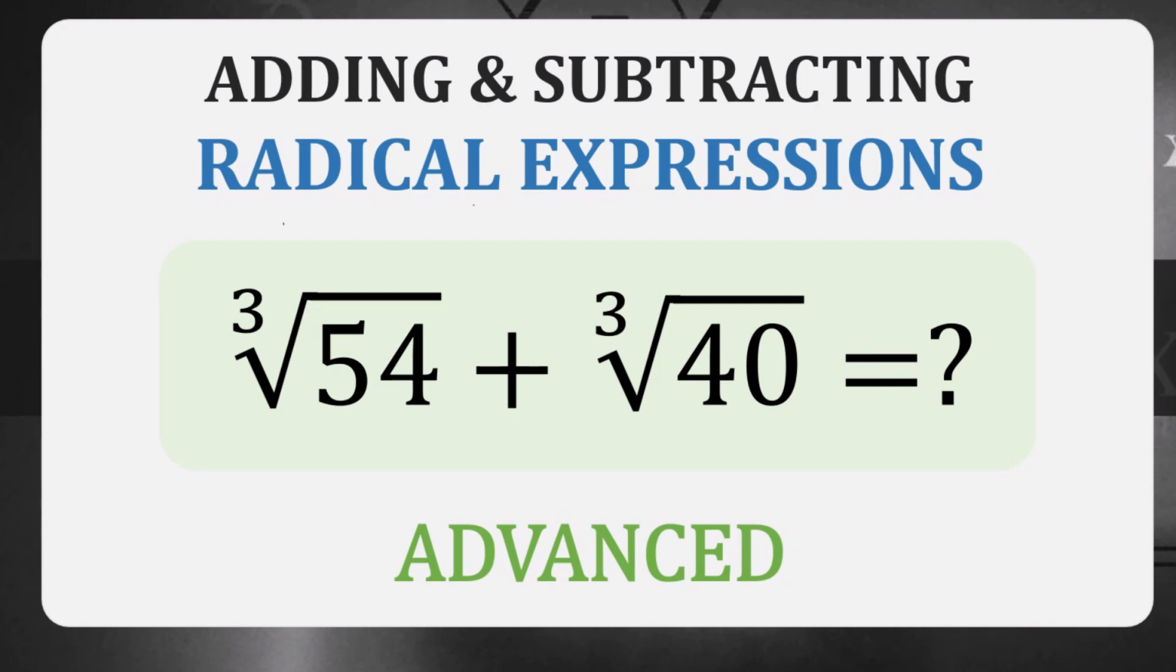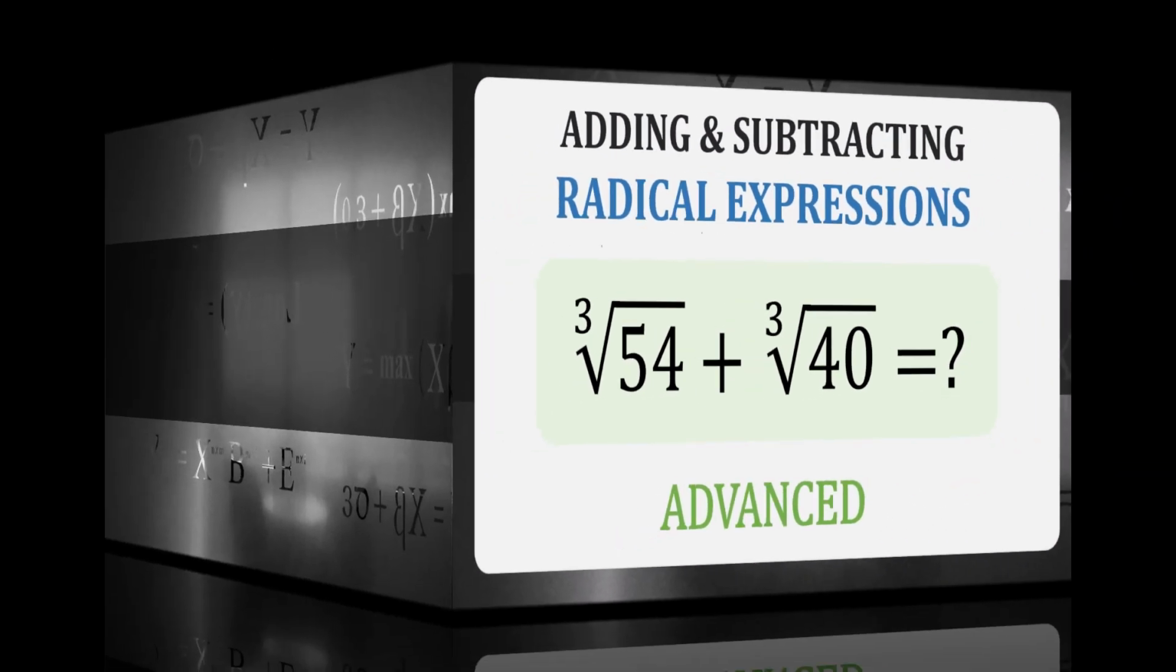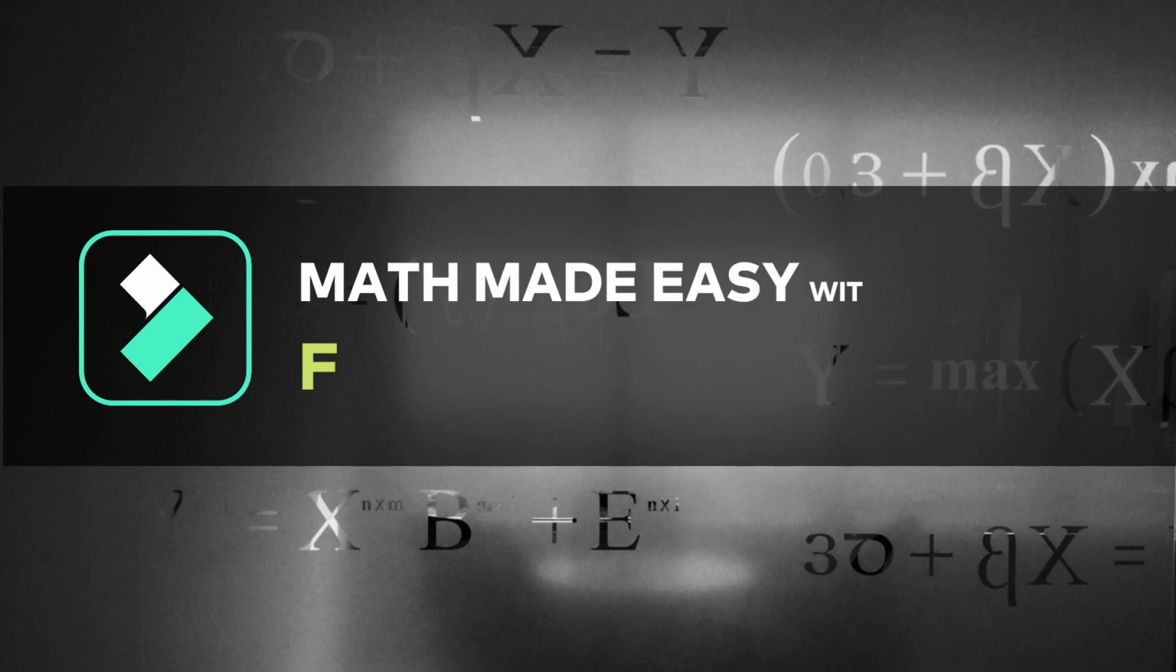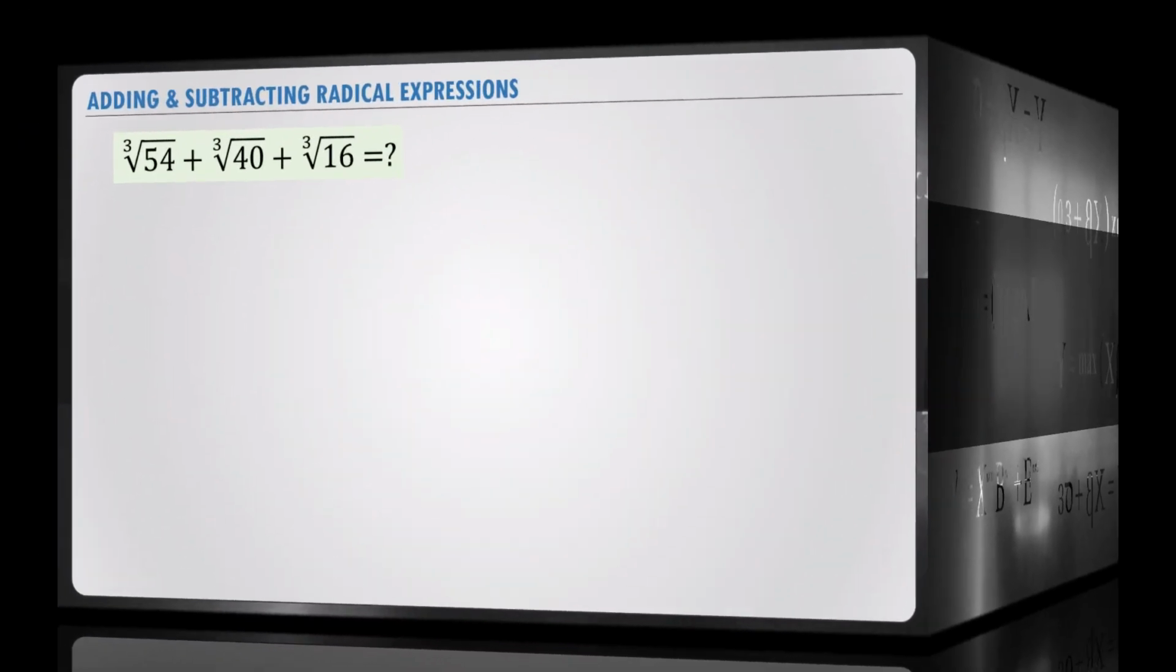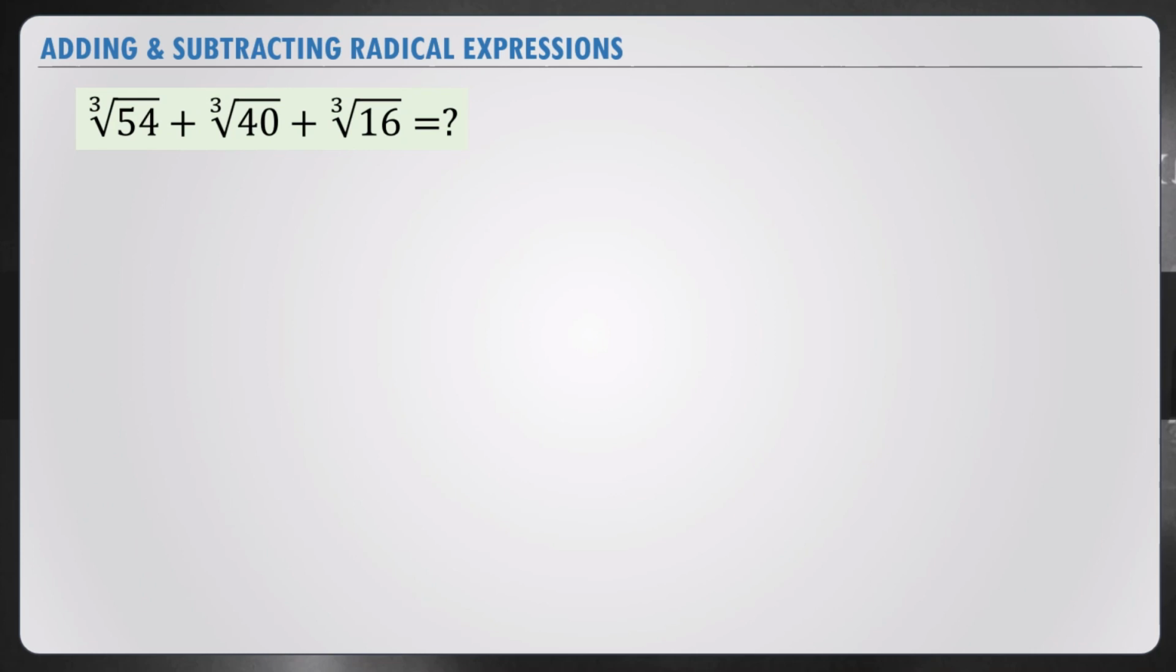Today we will be working with radicals, adding and subtracting radical expressions on a slightly advanced level. So we have here the cube root of 54 plus the cube root of 40 plus the cube root of 16. The first thing we need to do is find factors of each of these numbers.